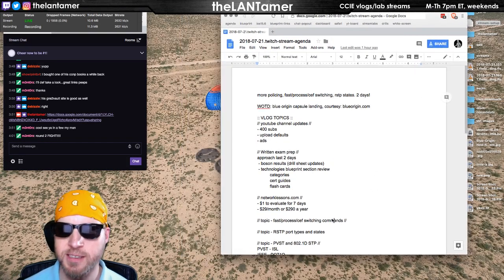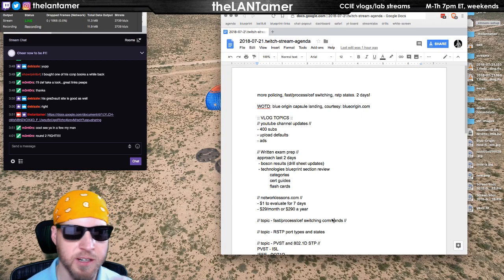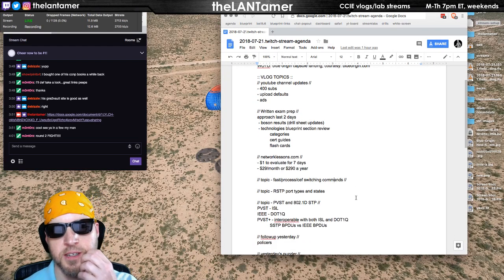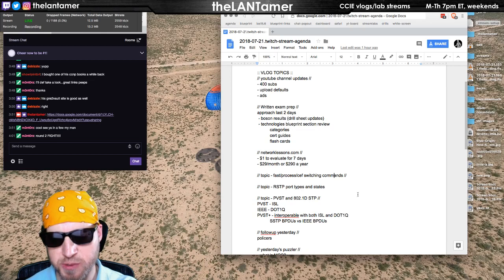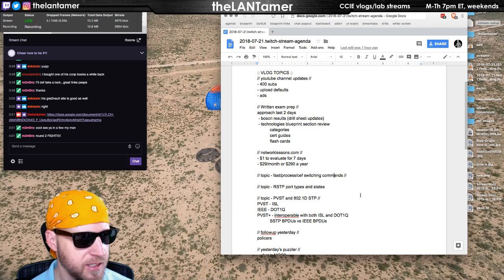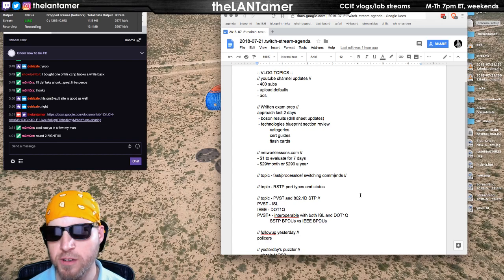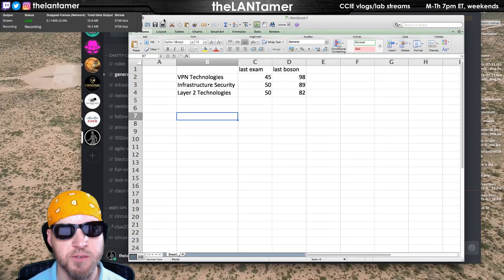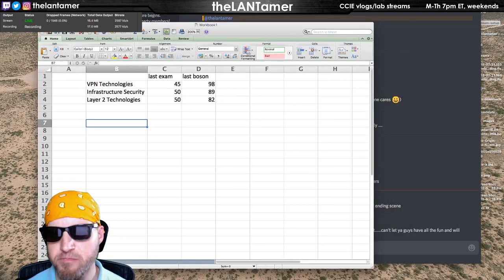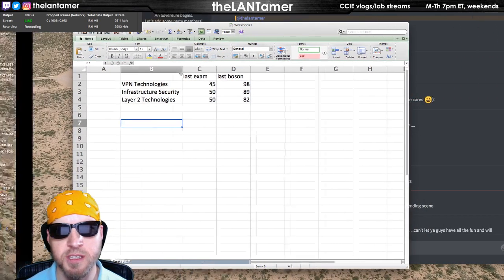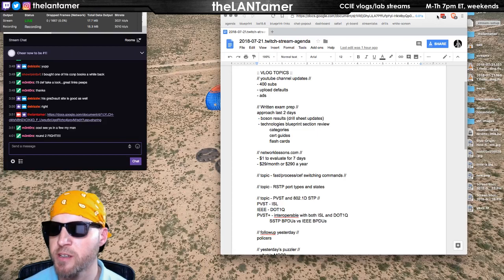So, yeah, the topics I want to cover today: fast switching, process switching, CEF switching. It's important to know how to recognize when these are on or off. And one way to do that is, of course, via the commands. And let me pull up the drill sheet so we can go over these.